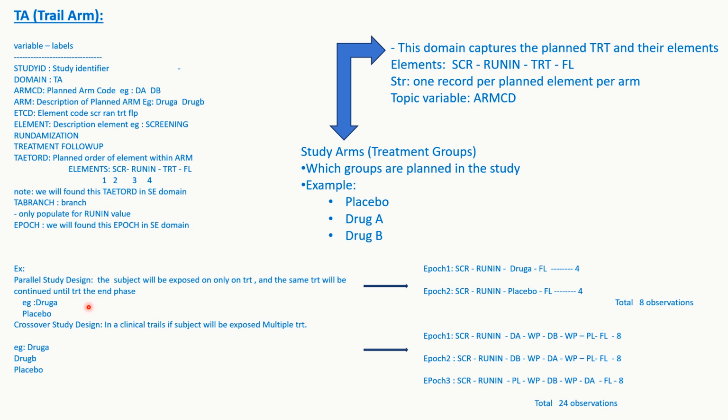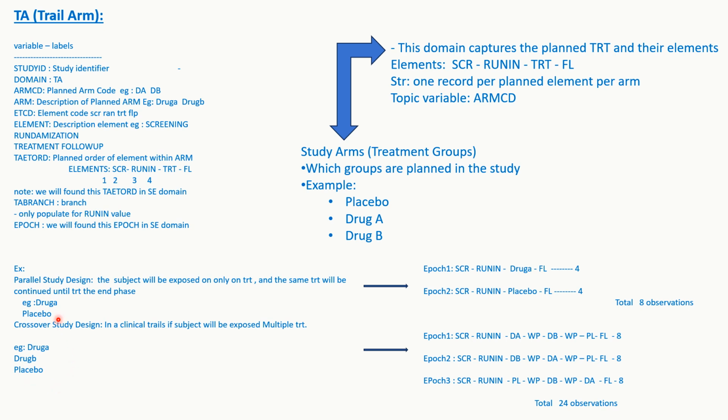First of all, what is the meaning of a parallel study? The subject will be exposed to one and only one treatment, and the same treatment will be continued until the end phase. So if you take drug A, you will take drug A only for the entire study. If you take placebo, you will take placebo continuously. Coming to a crossover study, in clinical trials the subject will usually be exposed to multiple treatments. That study we can call a crossover study. For example, in the study drug A will be there, drug B will be there, placebo will be there, so multiple drugs are there. We can call this a crossover study.